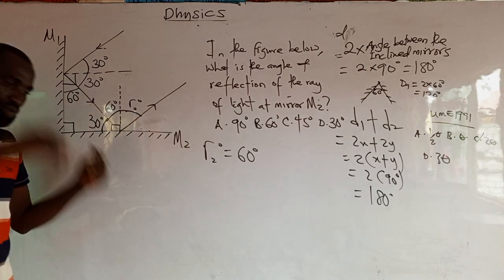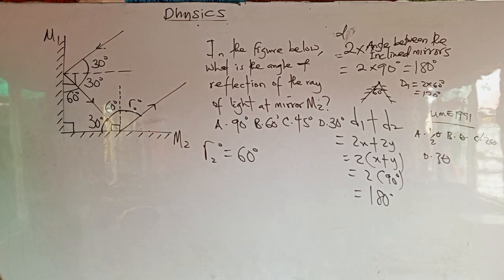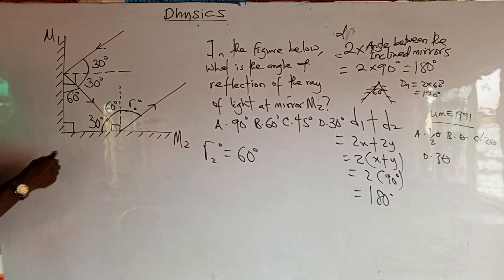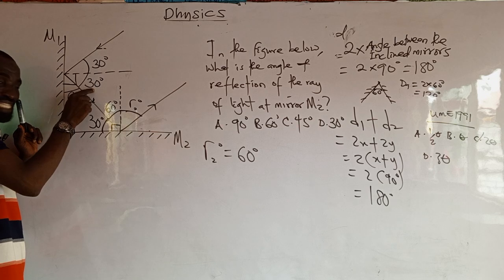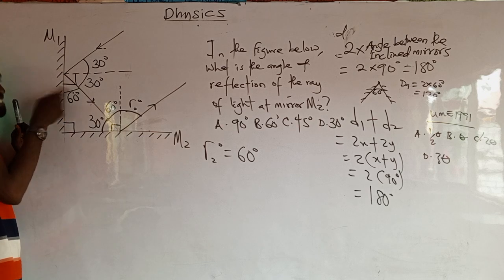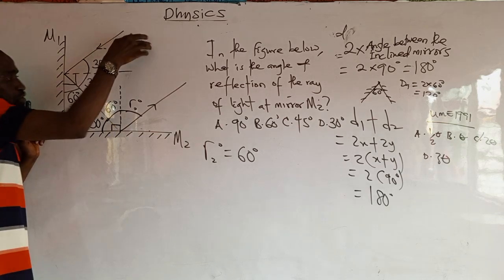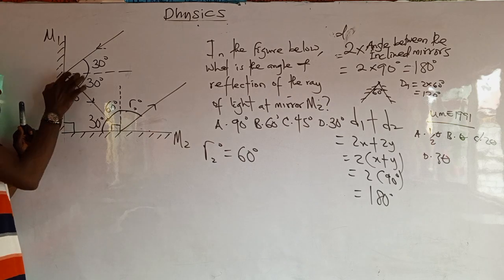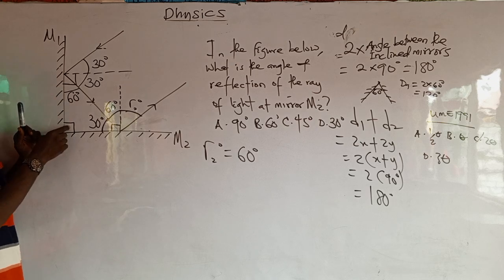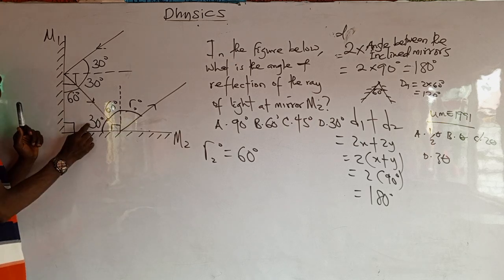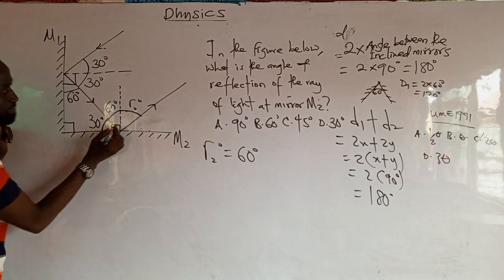Just pause the video and see the way I explain the diagram. As simple as that. Everything is 90. 30, angle of incidence is angle of reflection, 30, 30. Everything is 90. If out of 90, 30 is gone, the value will be 60. This is a triangle. 60 is here, 90 is here. 60 plus 90 is 150. 180 minus 150 equals 30.